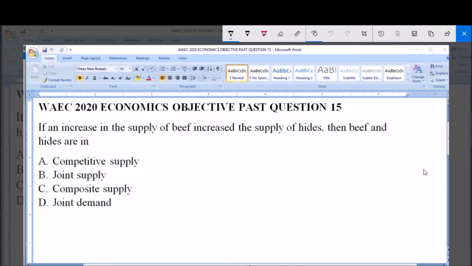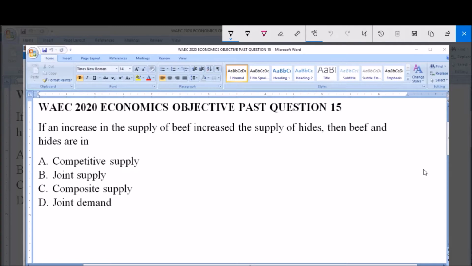And welcome. I will be answering WAEC 2020 Economics Objective Part Question 15. If an increase in the supply of beef increases the supply of hides, then beef and hides are in: A. competitive supply, B. joint supply, C. composite supply, D. joint demand.